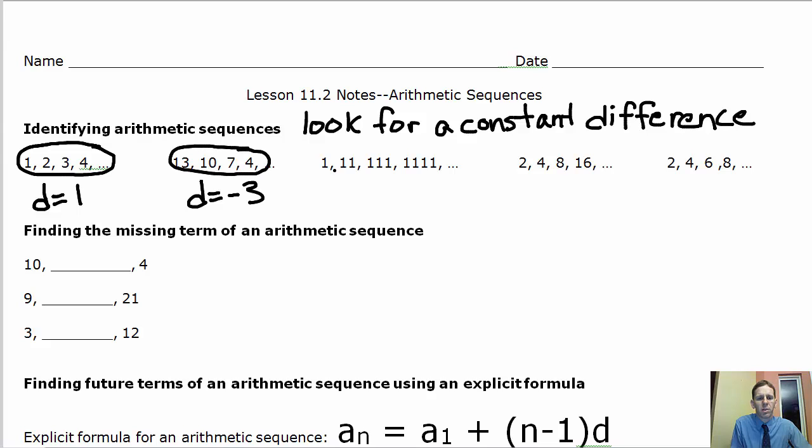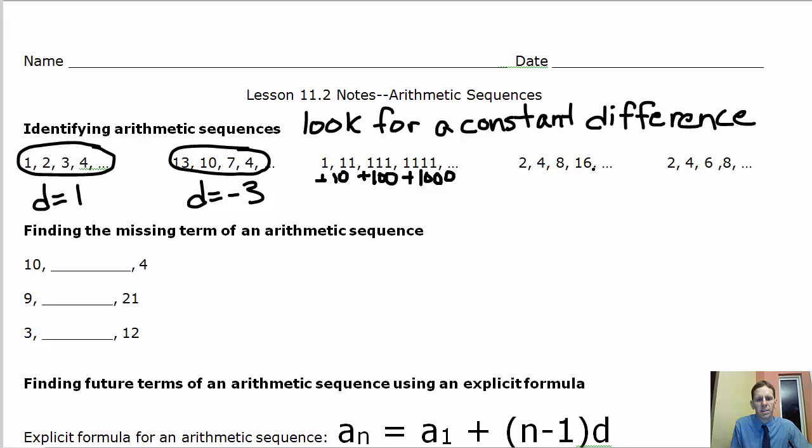Now this set of numbers, we are putting an additional 1 on the end each time. There is a pattern here, but it's not repeated addition by the same value. You could think of we've added 10 here to get to the next term, then we've added 100 to get to the next term, then we've added 1,000. We're not adding a constant value each time, so this is not an arithmetic sequence.